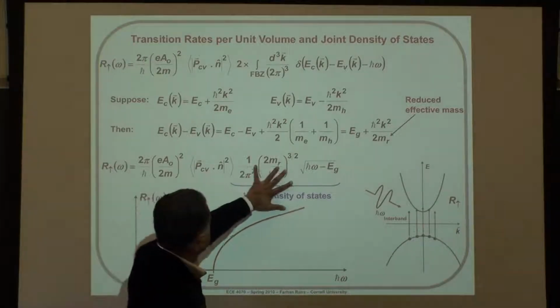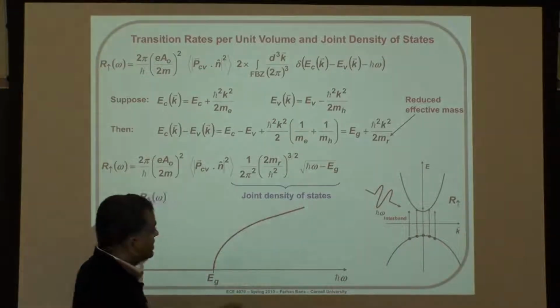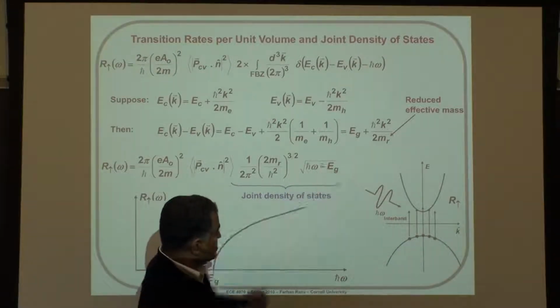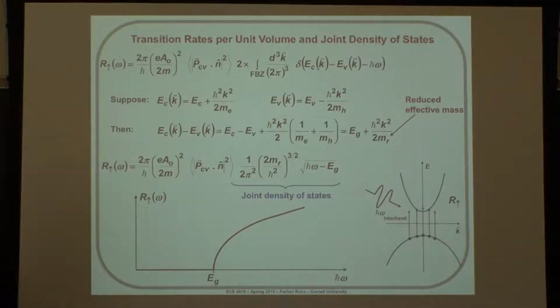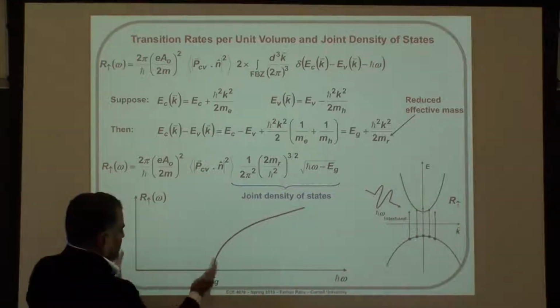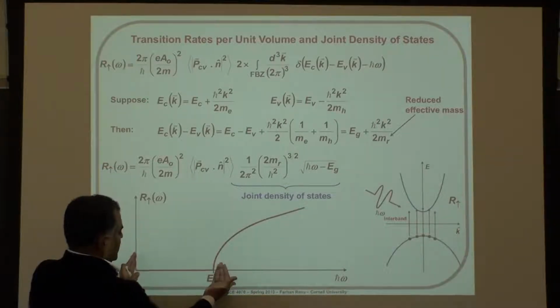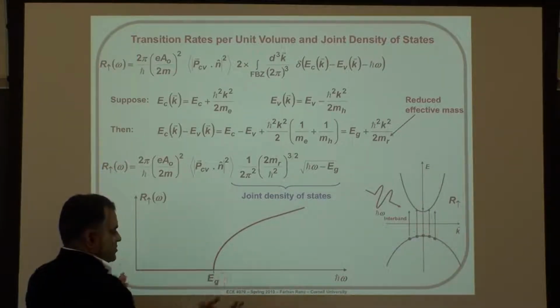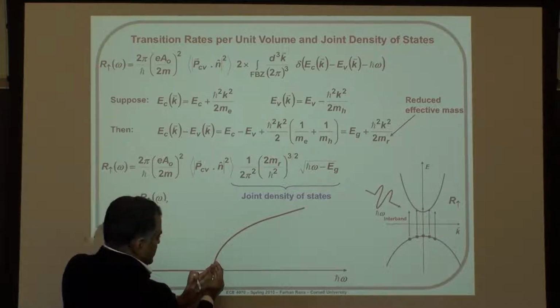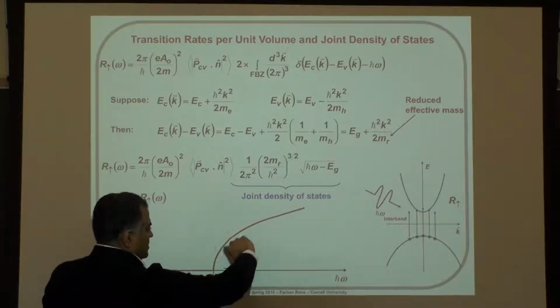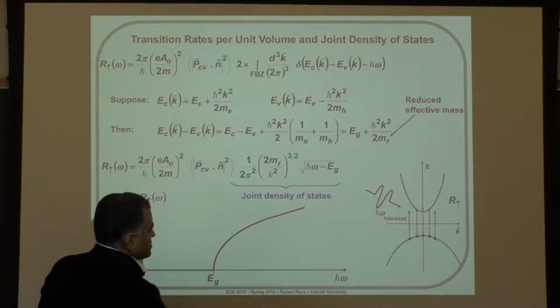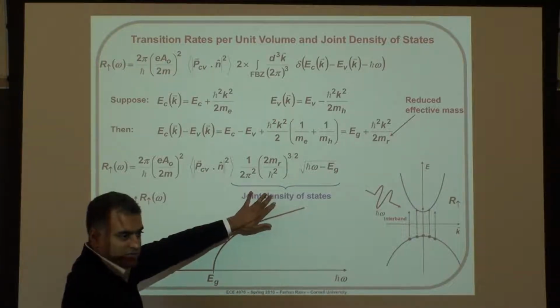That will be kind of the joint density of states. So it's going to be written like that. For three-dimensional semiconductors, it's going to look like that. And here's your band edge. Physically, just to repeat, if the photon energy is smaller than the band gap, not much absorption. As I start increasing the photon energy just above the gap, the strength of absorption is proportional to the joint density of states.